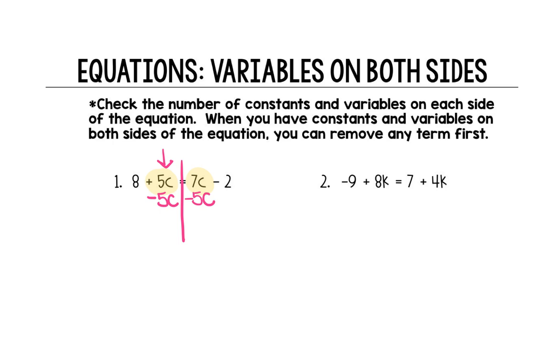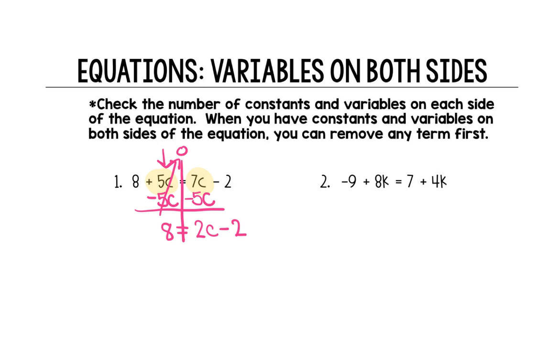Okay, so back to this. So we have 5c minus 5c. The c's are gone from the left, and that was our goal. So we're left with 8 on the left. 7c minus 5c is 2c. And then we have a minus 2 on this side.